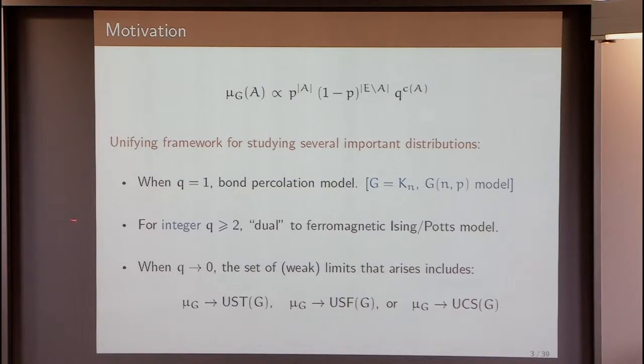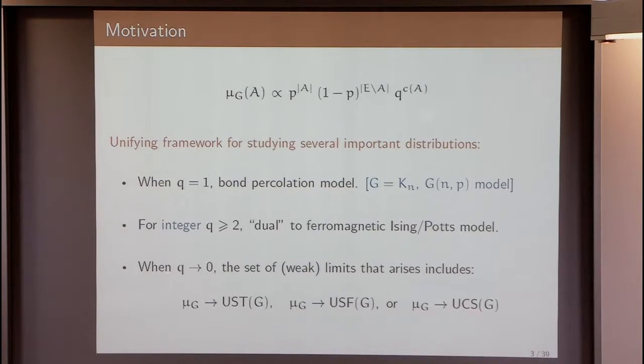Okay? Moreover, when Q is an integer, this model is dual in a precise sense to the ferromagnetic Ising and Potts model. And just to be slightly more precise, what I mean by dual is that there is a probabilistic coupling of the random cluster measure and the ferromagnetic Ising-Potts measure, such that we can map correlations in the spin world to paths in the edge world, and we can use this connection to prove interesting stuff about the spin systems.